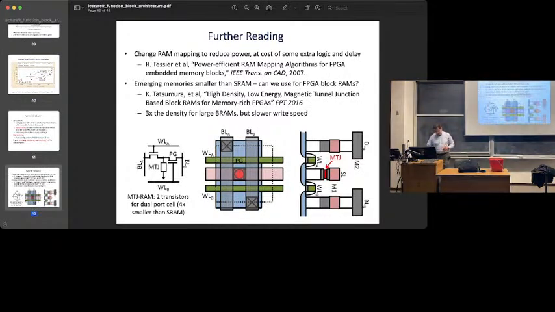I guess I'll show you one thing. What is a magnetic tunnel junction? It's basically this complicated material sandwich that actually fits in the metal stack. So that's what makes this really small.